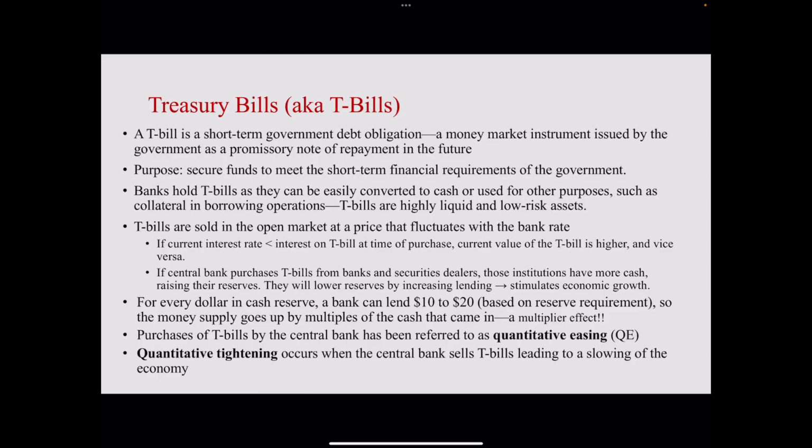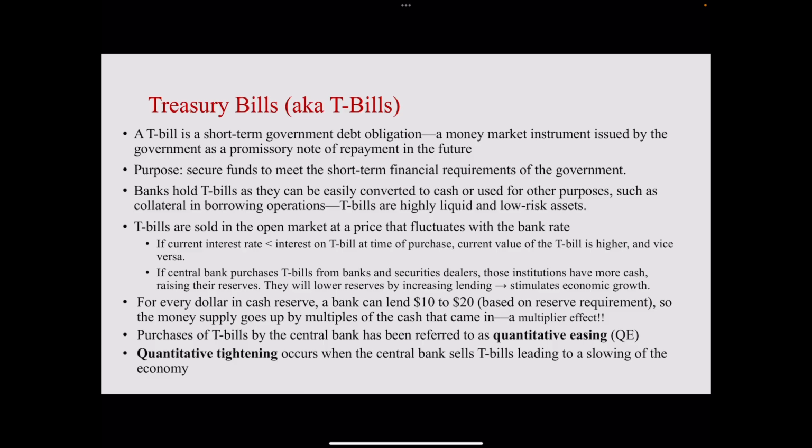So what are treasury bills, also known as T-bills? A T-bill is a short-term government debt obligation, a money market instrument issued by the government as a promissory note of repayment in the future. Its purpose is to secure funds to meet short-term financial requirements of the government. Banks hold T-bills as they can be easily converted to cash or used for other purposes such as collateral in borrowing operations. T-bills are highly liquid and low-risk assets.